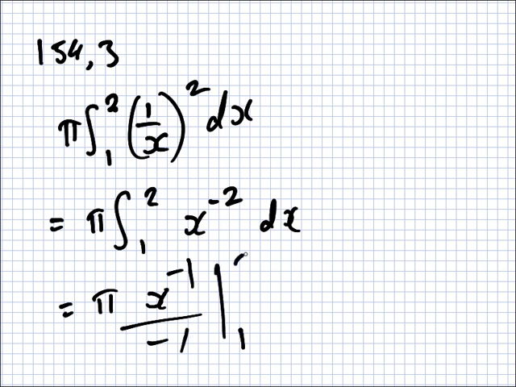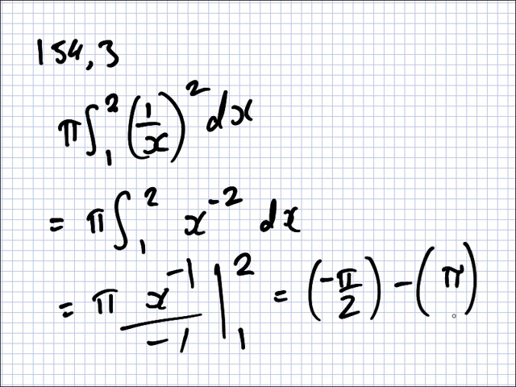Then we have to put in our 2 limits. So I'll put in 2 first, sub it in, and you get minus pi over 2. Then you sub in 1, and you get pi. Right? No, I did something wrong. Minus minus, yeah. So you put this in on your calculator and you'll get pi over 2 is the answer then.